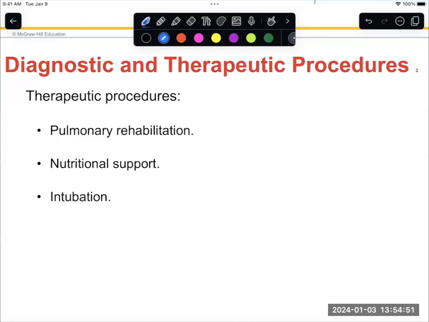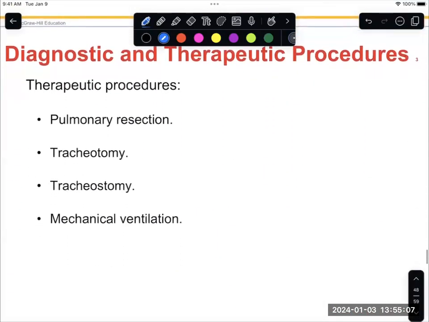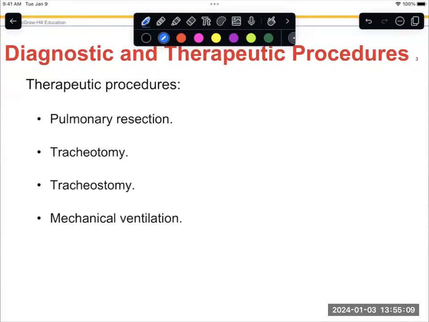That dyspnea, losing weight will help with that. And intubation can be used to maintain that airway open in a patient who is unconscious. Pulmonary resection is a surgical removal of lung tissue. There's different types. We have a wedge resection, which is the removal of a small local area of diseased lung.